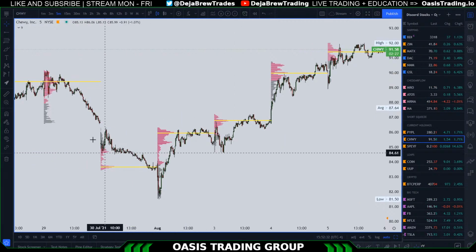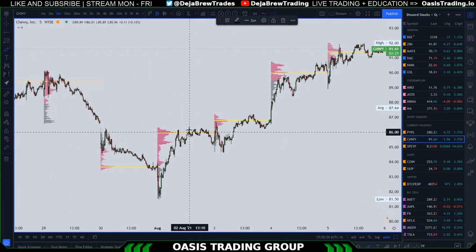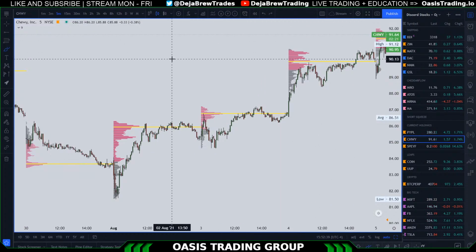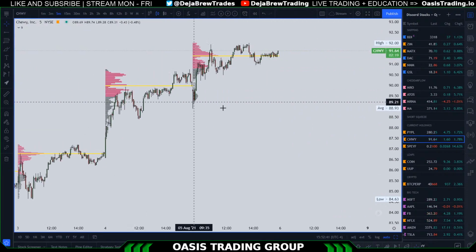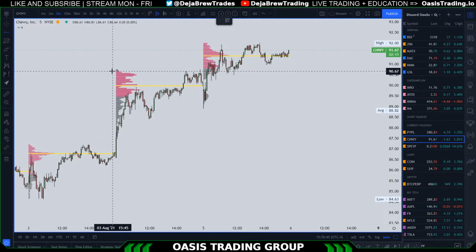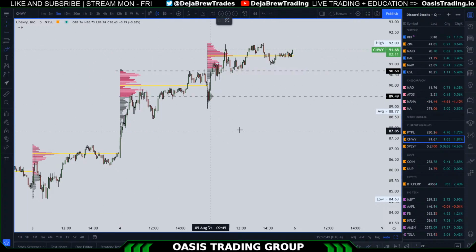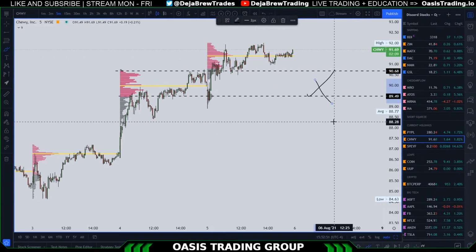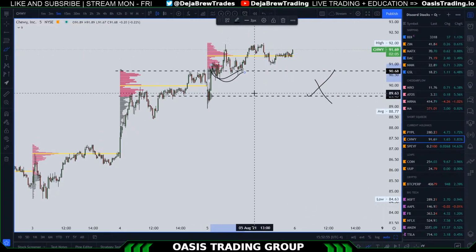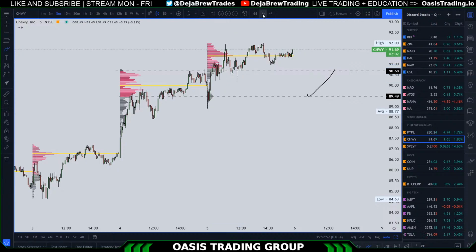And then look at what we've done since then. Increase in value, increase in value, increase in value. And we don't have any failures. Knock on wood, we're in Chewy, so hopefully it keeps up. But right here, this becomes weakness if we lose this area. But we're bouncing off of it. So Chewy should keep going higher.